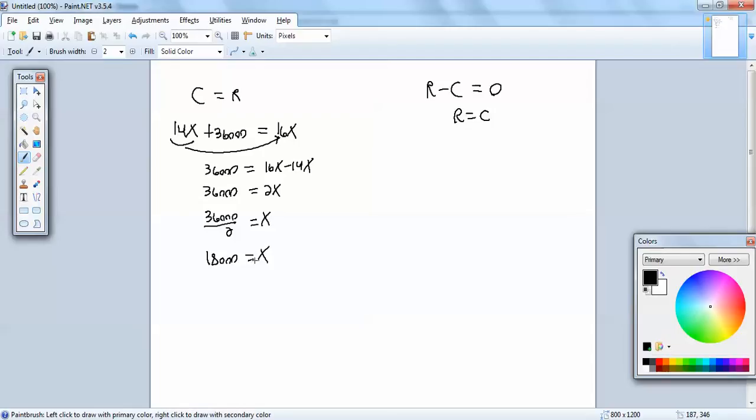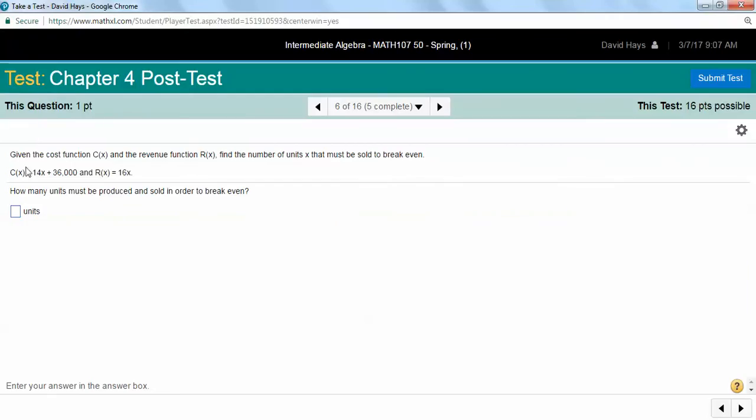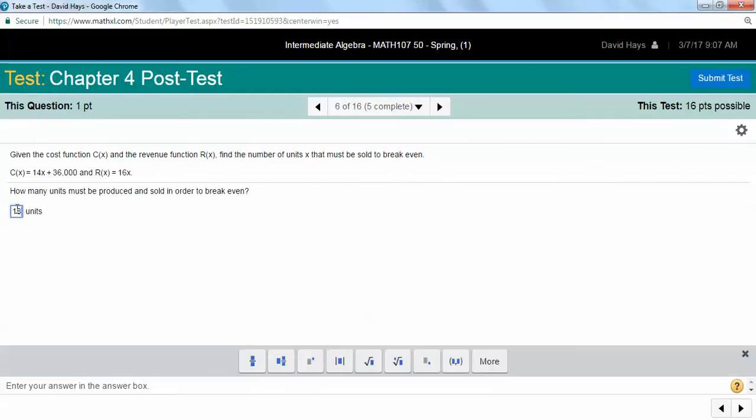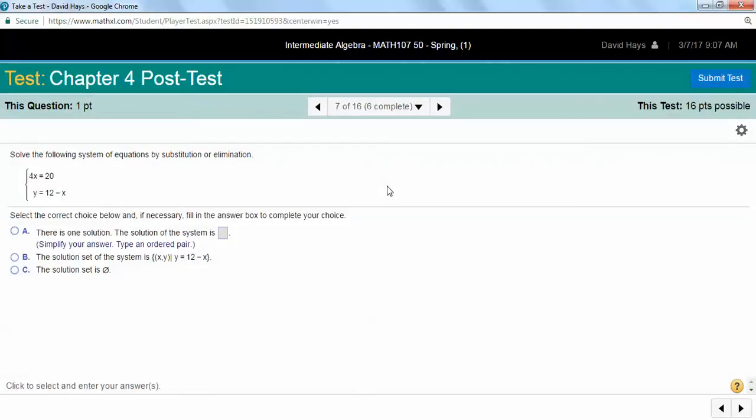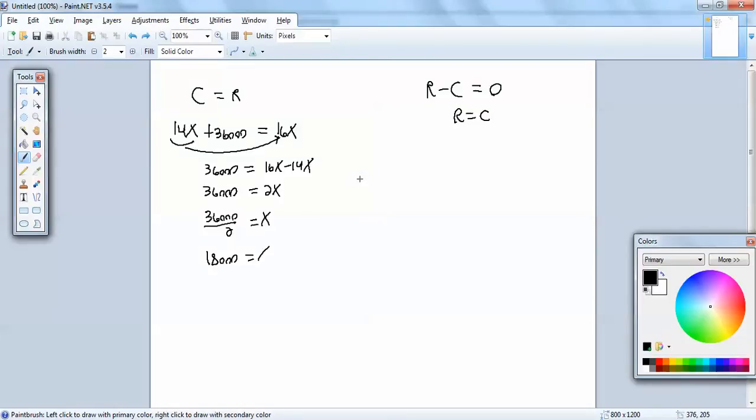Now I'm going to double check that. 14 times 18,000 plus 36,000 versus 16 times 18,000. Okay, that checks. So 18,000. It just seemed like a lot of units, that's why I was double checking it. But I suppose if your unit's a nail, 18,000 nails maybe not be that much. Solve the following. Let me clear this off.